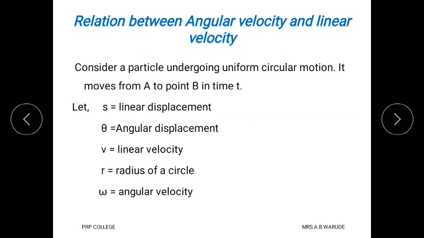Then what is the relation between angular velocity and linear velocity? For that, again consider a particle undergoing uniform circular motion. That means it has uniform velocity and uniform acceleration. Suppose it moves from point A to point B in time t. Let S be the linear displacement, theta the angular displacement, V the linear velocity, r the radius of the circle, and omega the angular velocity.